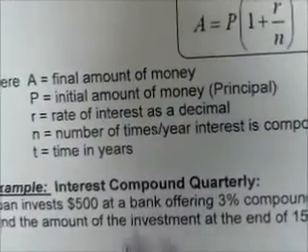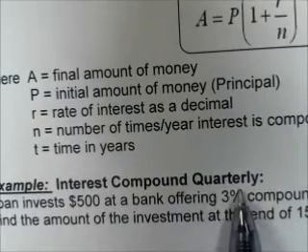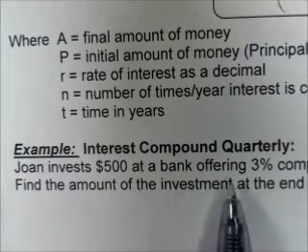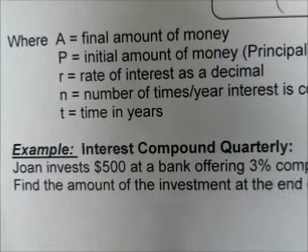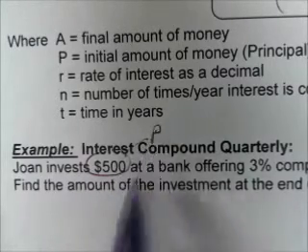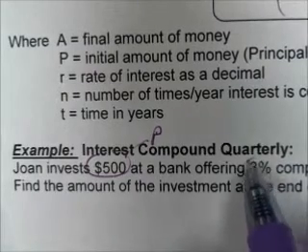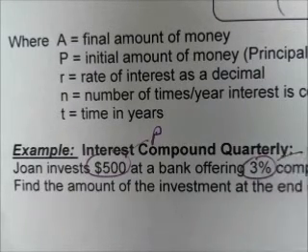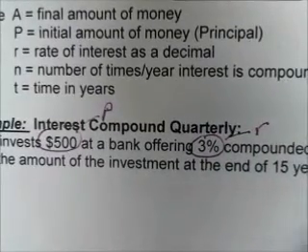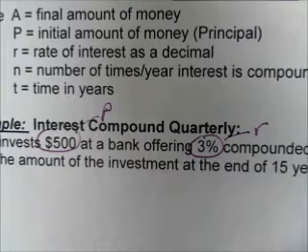So the example we have is for interest compounded quarterly. Joan invests $500 at a bank offering 3% compounded quarterly. So the 500, that's our P. That's our initial amount of money. The 3% is our rate. We'll have to change that percent to a decimal. And quarterly is the number of times per year, so quarterly meaning 4 times per year. So that's our n value.